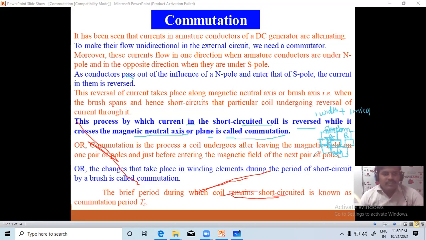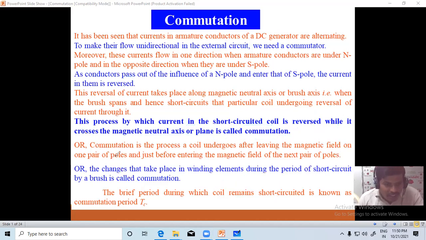So this process by which the current in the short circuited coil is reversed while it crosses the magnetic neutral axis or plane is called commutation.